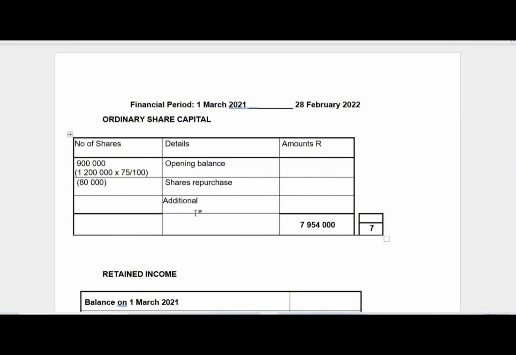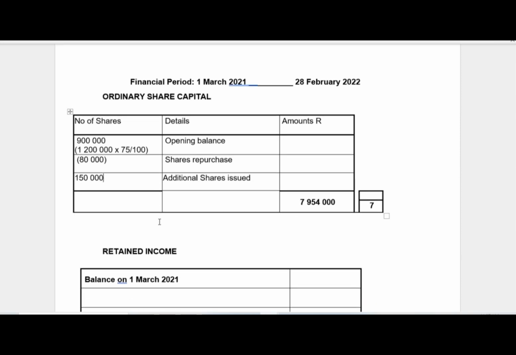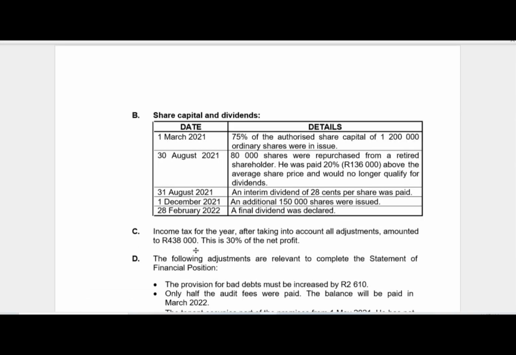Additional shares issued, 150,000. This one you add, right? So that is the last issue of shares for the year. And then after that they declared the final dividend.